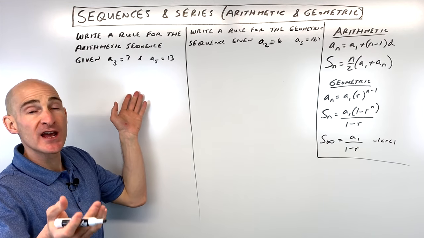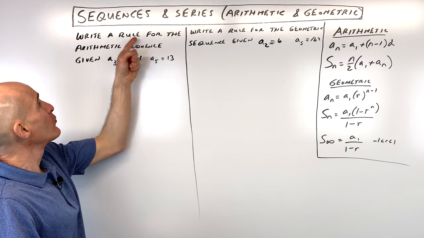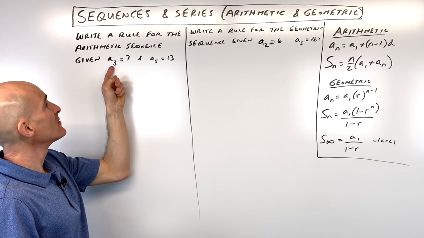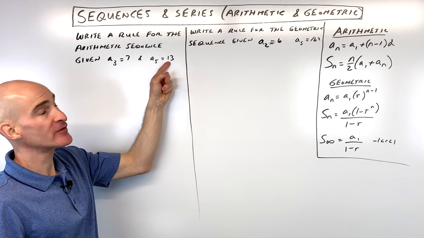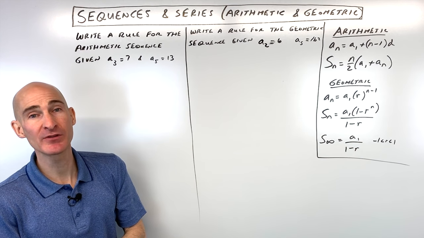Let's look at a couple more challenging problems. Write a rule for the arithmetic sequence when you're given the third term is 7 and the fifth term is 13. So how would we do something like that?